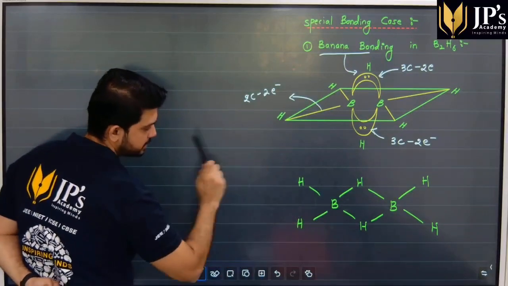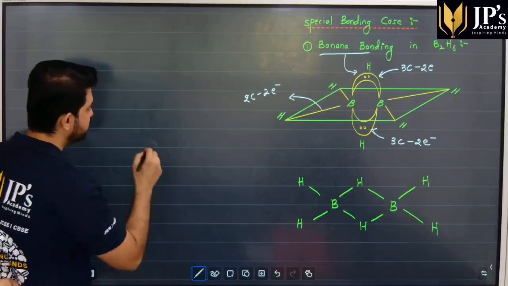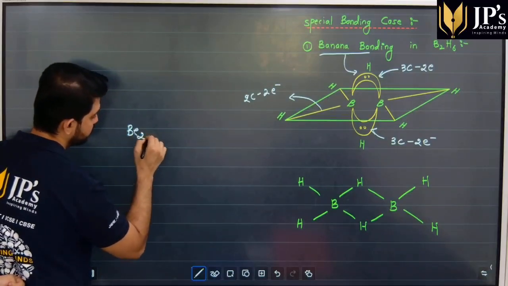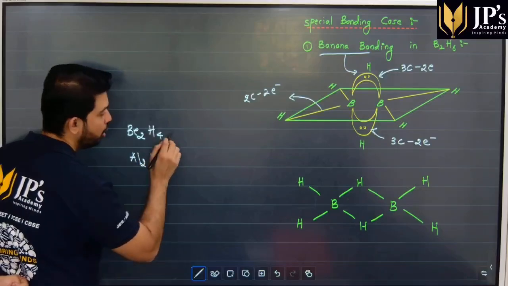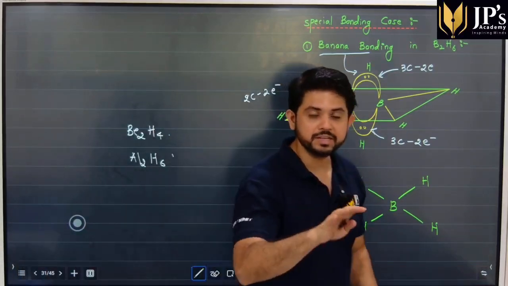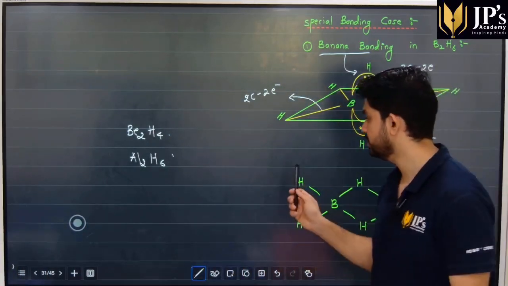Similarly, you can draw this structure like this also. There are many more examples, students. For example, B2H4, you can take Al2H6. All these also contain these bridging bonds or these banana bonds. Very important.